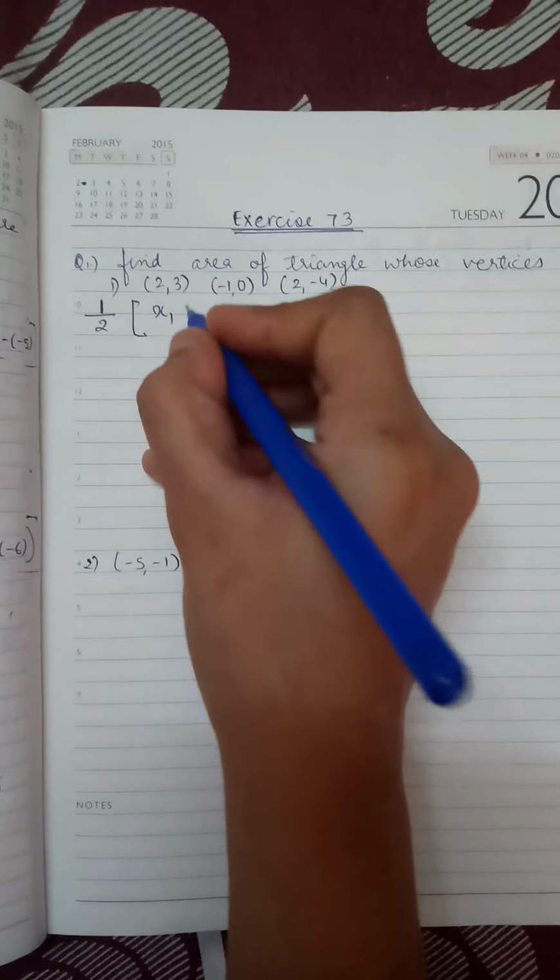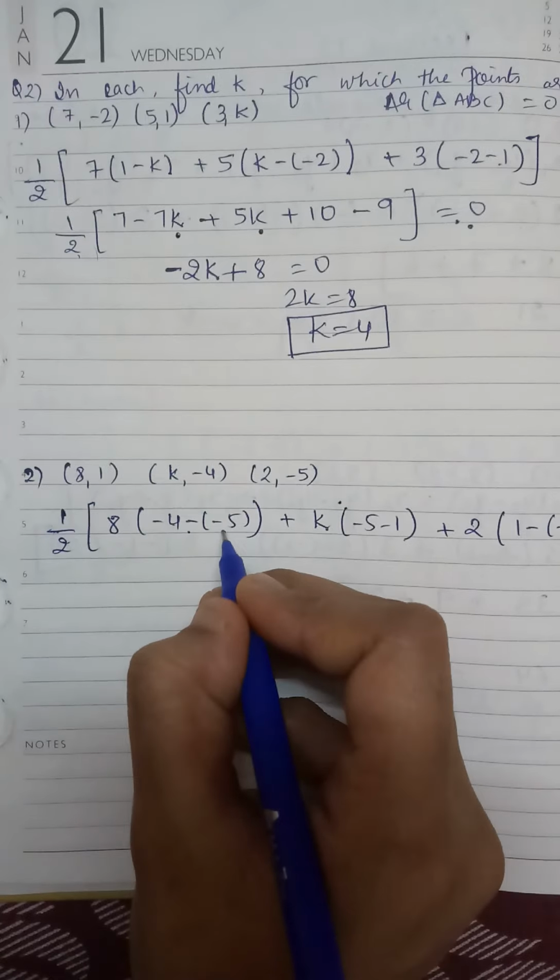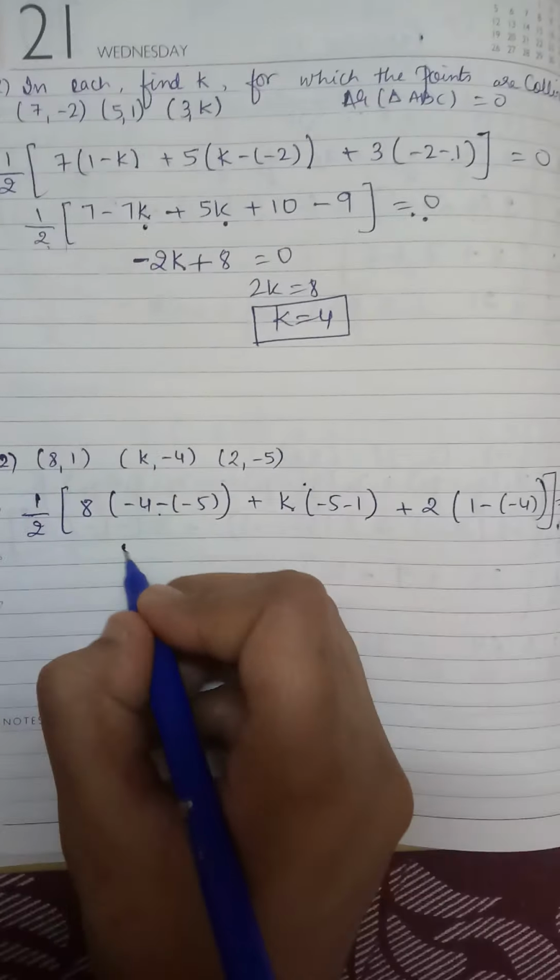Here also half 8 minus 4 minus minus 5 plus k minus 5 minus 1 plus 2 1 minus minus 4 is equal to 0. So this becomes minus 4 plus 5 is 1, 1 into 8 minus 6k plus 10 is equal to 0. So 6k is equal to 18, k is equal to 3.